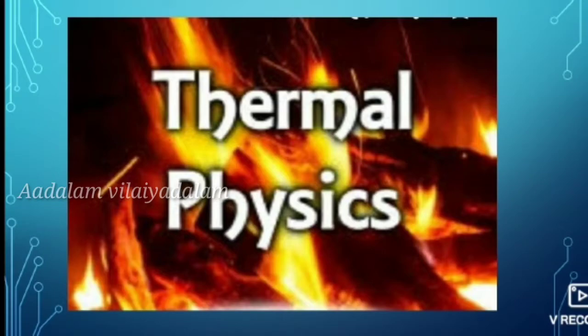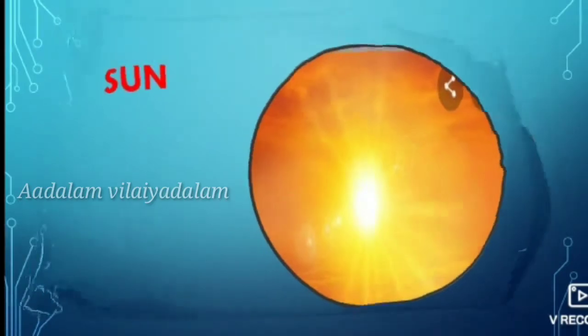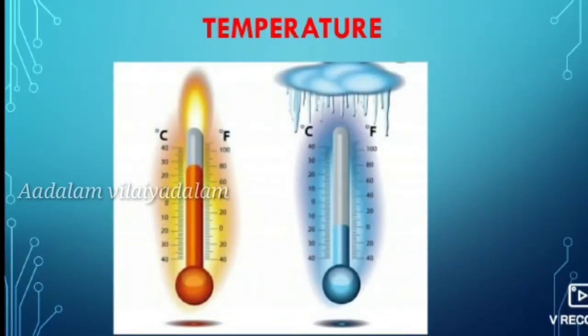From where do we get thermal energy? And what is the source of thermal or heat energy? Yes, the sun is the primary source of thermal energy for all living organisms. And next one is temperature. The degree of hotness or coldness of a body is known as temperature, and it is used to determine the direction of flow of heat. And temperature is a scalar quantity, and the SI unit of temperature is Kelvin, which is represented as K.